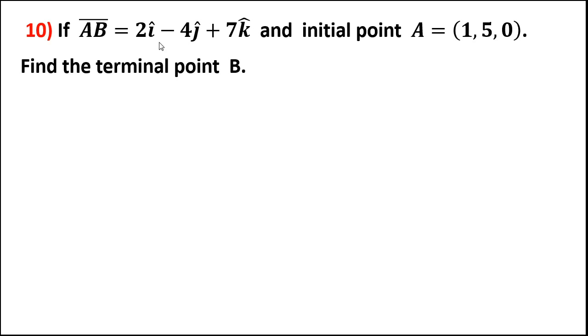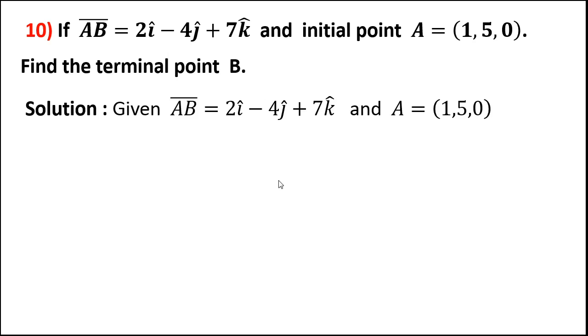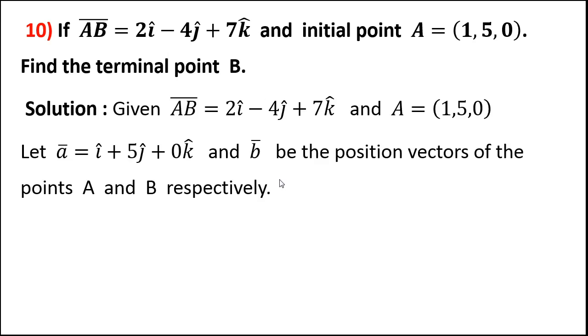If AB bar is equal to 2i minus 4j plus 7k and initial point A has coordinates 1, 5, 0, then find the terminal point B. Means we are asked to find coordinates of point B. Coordinates of point A are given and vector represented by AB bar is also given. Let us see how to find this. So this is given information.